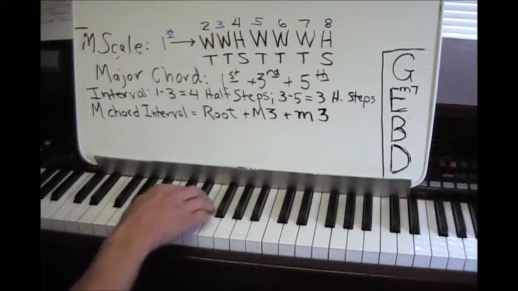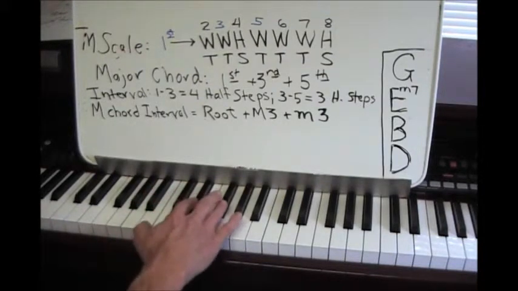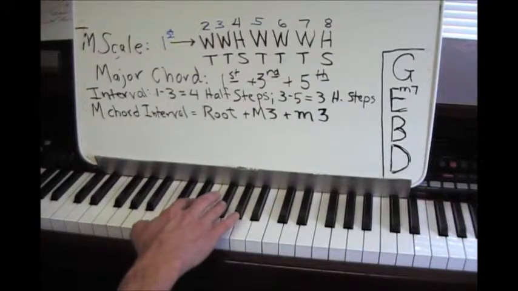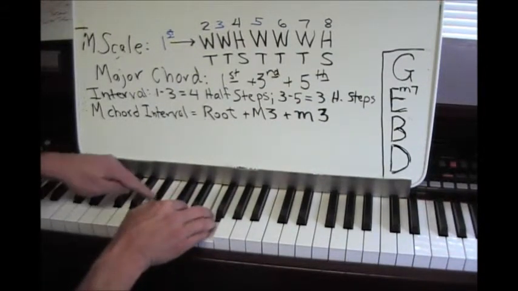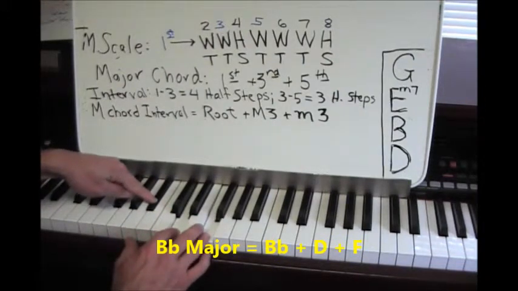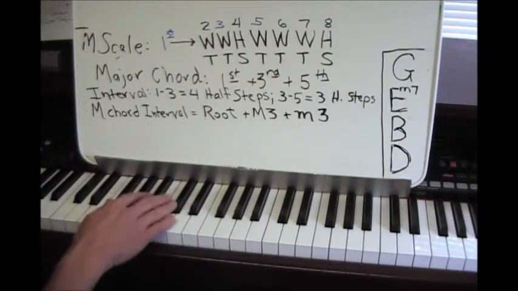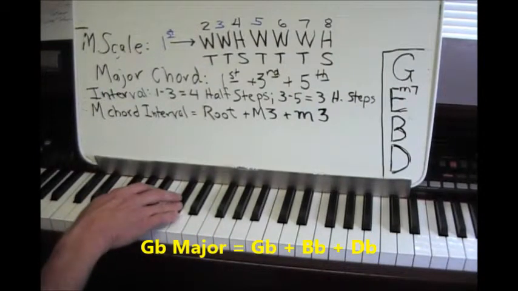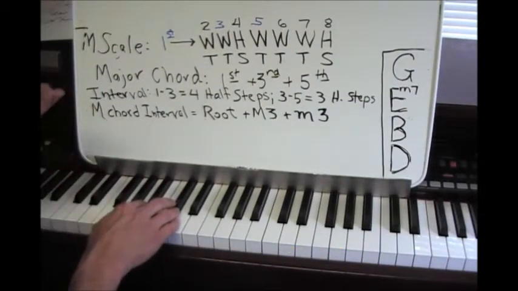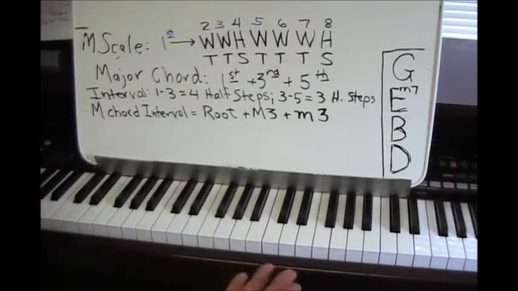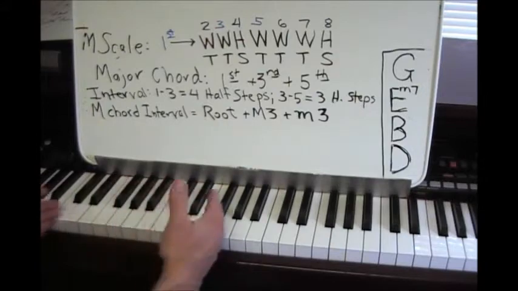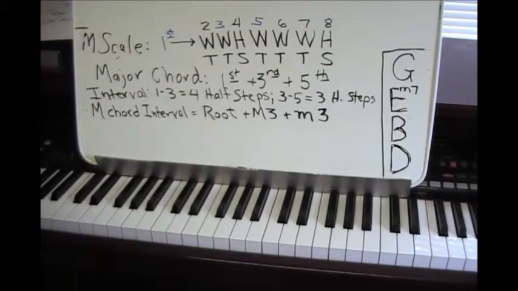And then if we want to know what a B flat major is, well, we play a B major and lower everything a half step. So here's a B major, and here's a B flat major. And those notes are B flat, D, and F. And I think I left out G flat's notes, and they're G flat, B flat, and D flat. Because, again, real quickly, G major is G, B, D. So the G flat major is G flat, B flat, and D flat. And once you can do that, you've now figured out how to play all of the major chords that you could possibly play.